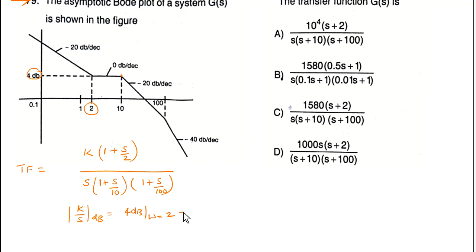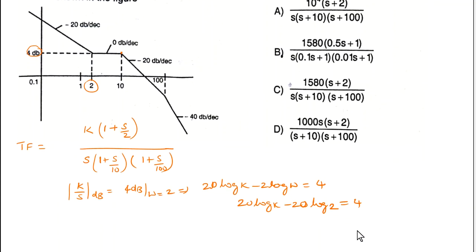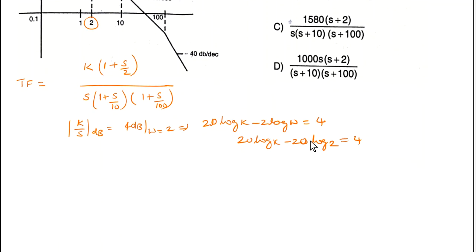Okay, right. So from this, 20 log k minus 20 log w, w means s here, and it is 4. Now w is nothing but 2 here, so 20 log k minus 20 log 2 is equal to 4. Okay, we know that log 2 is nothing but 0.3. You should remember these values.